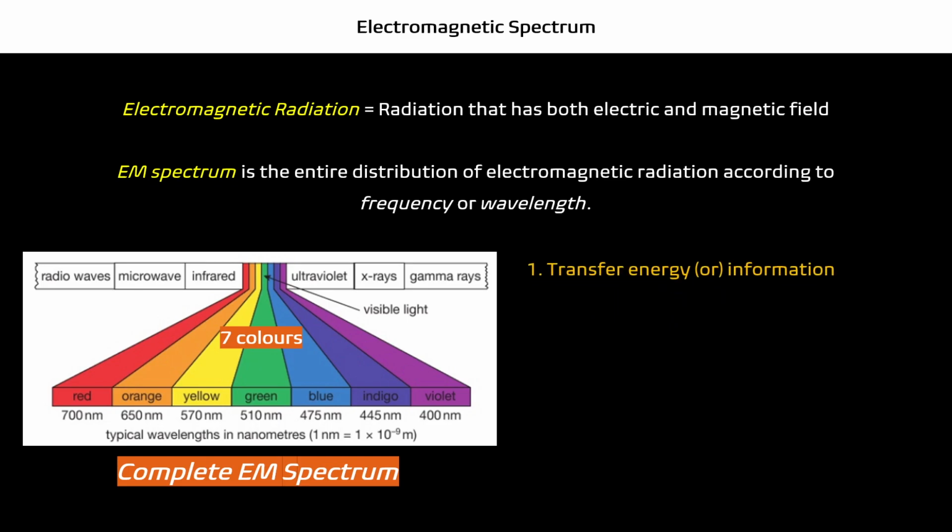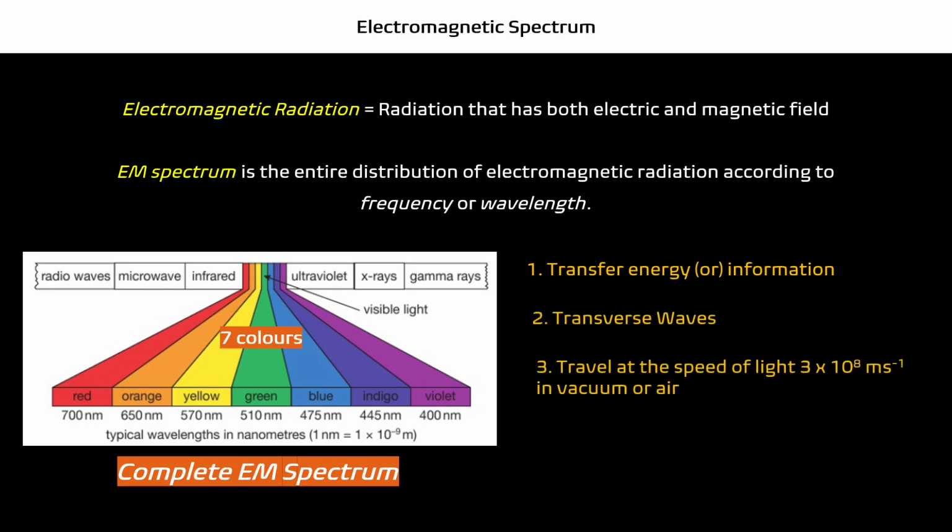Now, all electromagnetic waves have 4 similar properties: they transfer energy or information, they are all transverse waves, they travel at the speed of light, which is 3 × 10^8 meters per second in vacuum or air, and finally, as with all waves, they can be reflected, refracted, and diffracted. So these 4 properties are the common similarities of all electromagnetic waves.